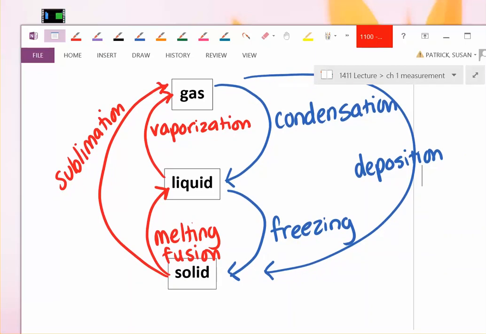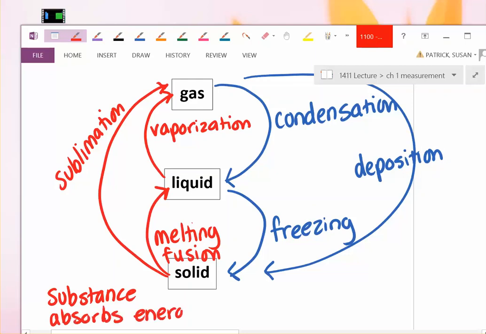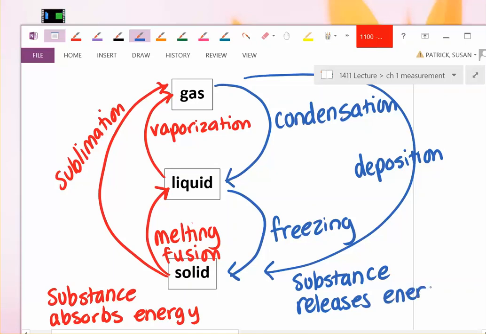Okay, so those are the names. Again, the things that I wrote in red, these involve the substance absorbs energy. And the ones I wrote in blue, the substance, the water or whatever you're talking about, releases energy. I abbreviate energy with a capital E quite a bit, so if you see that in the future.